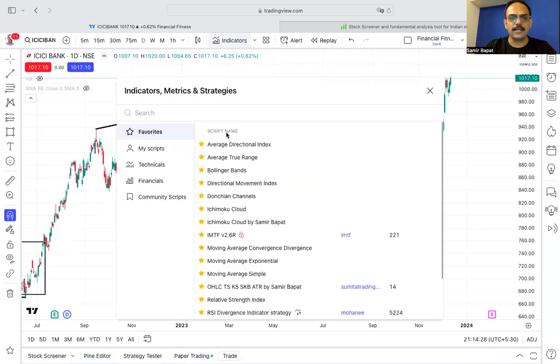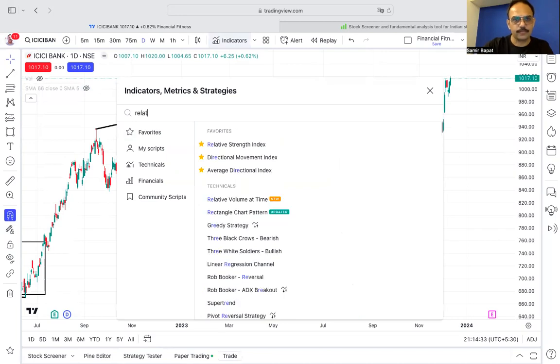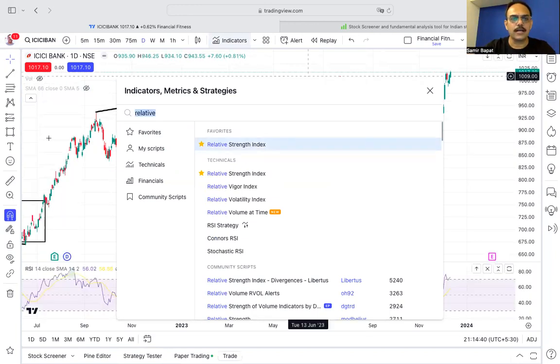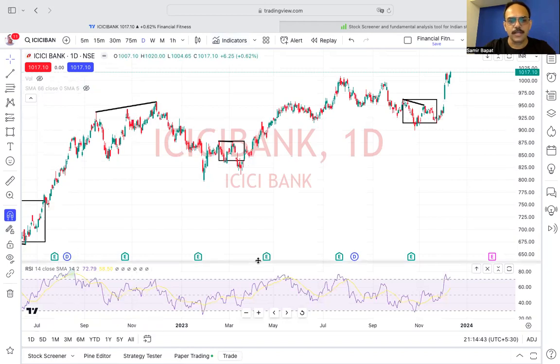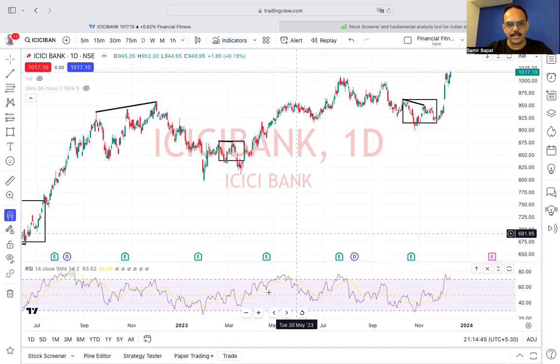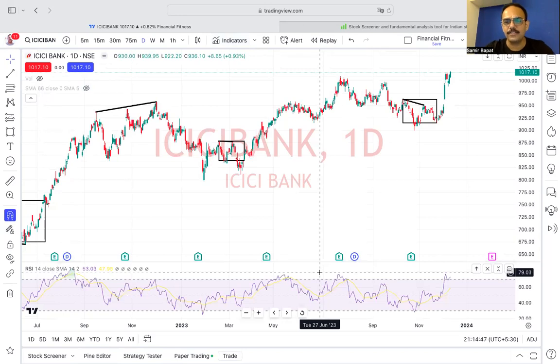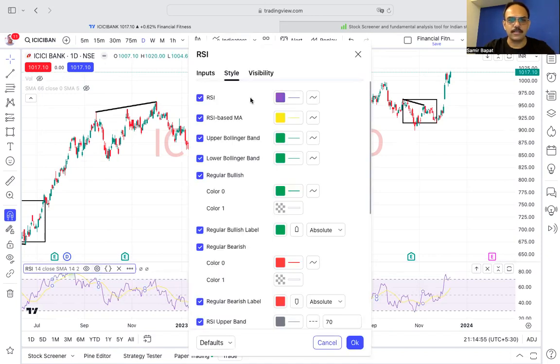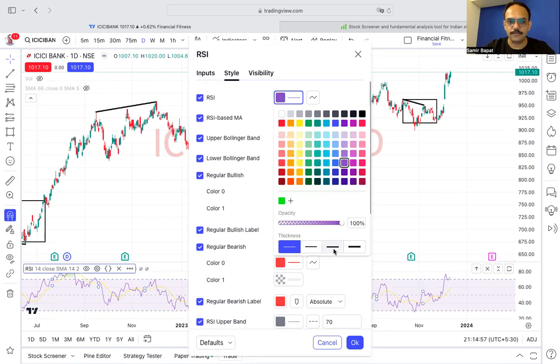Let's put our indicator. You can go to indicator and type relative strength index. So this will come up, relative strength index. Click on it. Now, this is the indicator. At the bottom, this indicator has appeared. Now, let me go to settings for the visual purpose. Let me just make the lines darker. Okay, so I have made the lines darker.